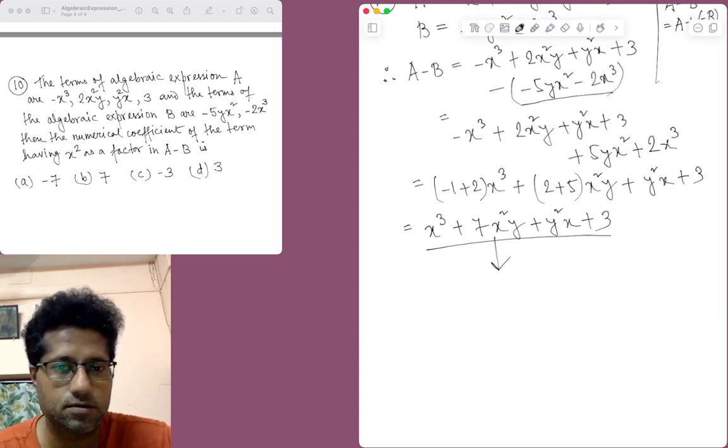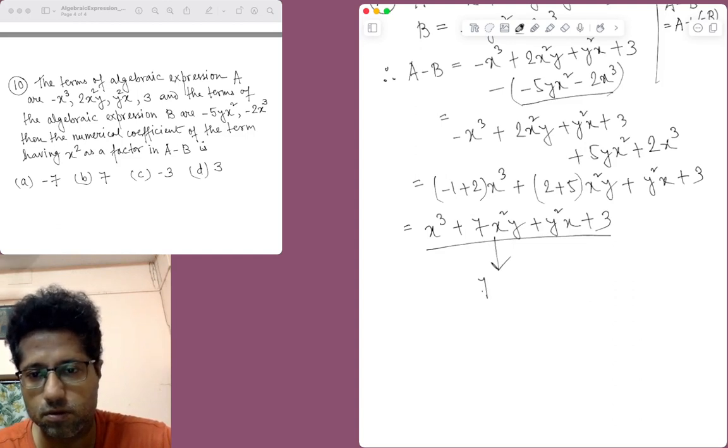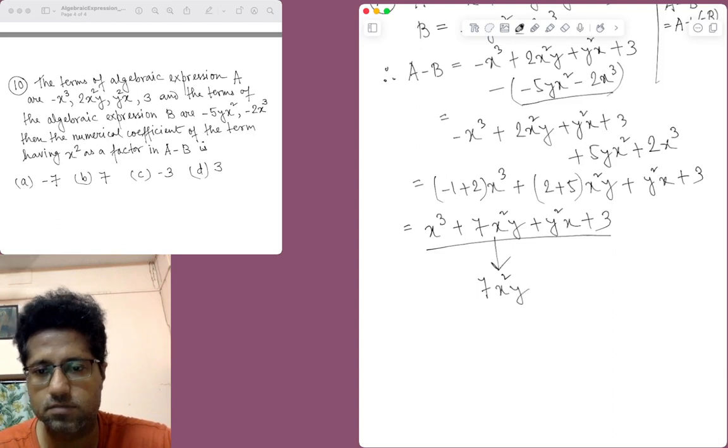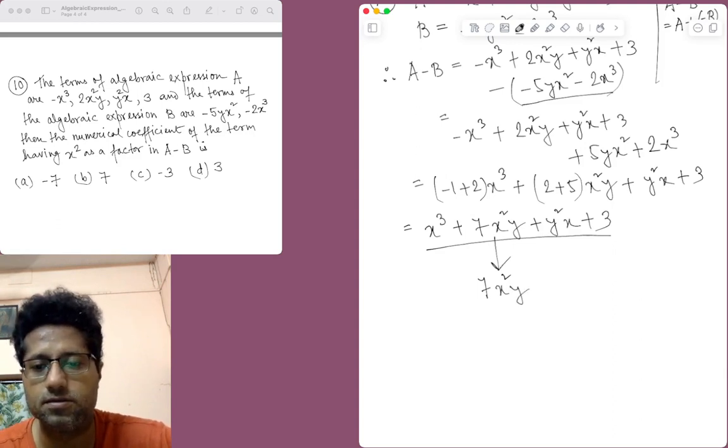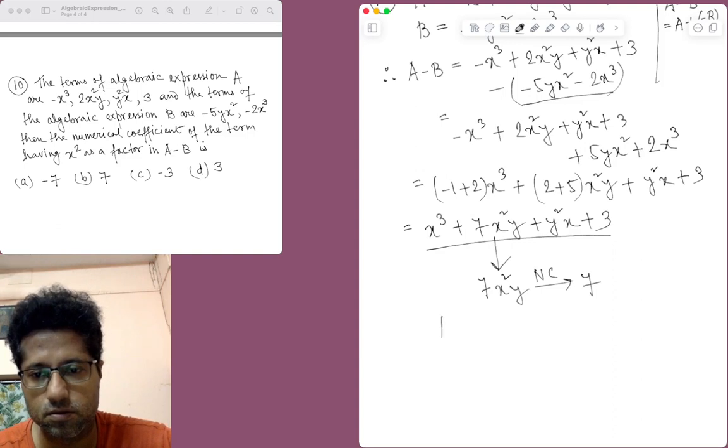Now what is the question asked? The numerical coefficient of the term. The term that has x square as a factor is 7x square y, and this term's numerical coefficient is the constant part, the numerical factor, that is 7. So the answer is B.